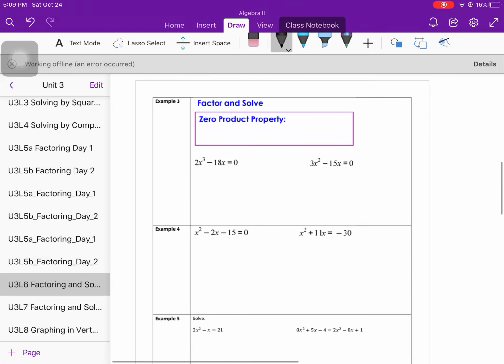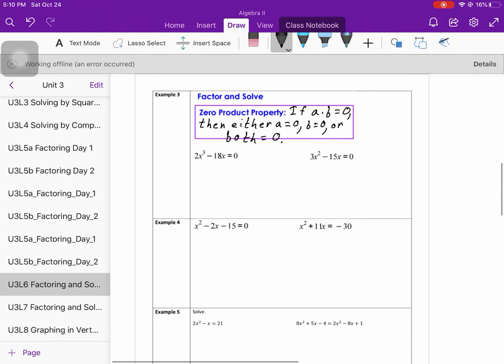So now we're getting into the actual part where it's solving. So the zero product property is, if A times B equals 0, then either A equals 0, B equals 0, or both equal 0. So the idea is if you multiply two numbers together and you get 0, the only way to do that is if at least one of them is 0. They can both be 0. We know that 0 times 0 equals 0, but anything times 0 has to equal 0.